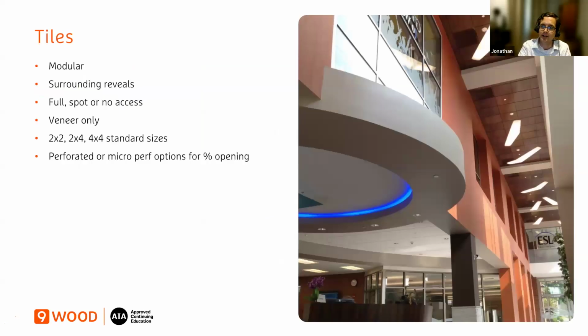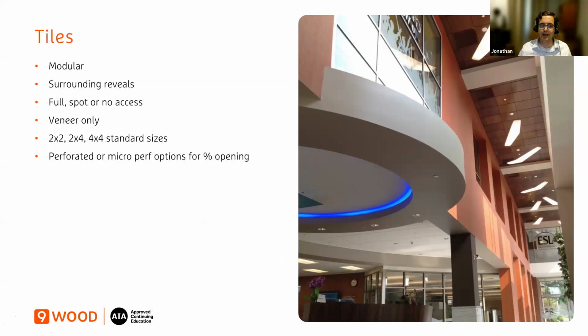Tiles, very classic look. It's modular, so there are surrounding reveals, typically a 3/8 reveal. There's a lot of access choices. They're reflective, so they don't have sound absorption unless you put holes in them. And there's two ways of doing that. Perforated means it's big holes, like 1/8 of an inch, 1/4 inch. They're visible. The other option is a microperf, really tiny holes that you're not going to see from below, but they do allow the sound waves to go through and you can get some sound absorption. Just find out what the cost impacts are to help you out there.